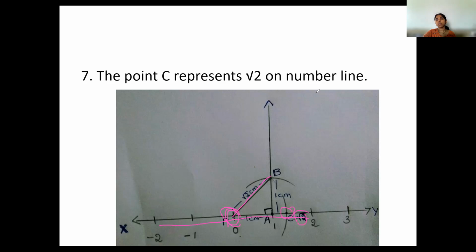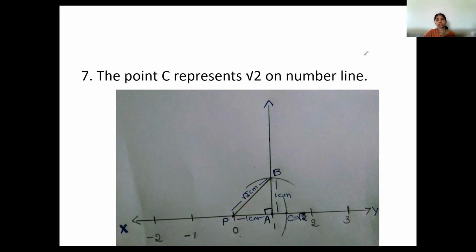Now, what is the value of root 2? Root 2 is approximately, when you learn how to find the square root of a number in grade 8 using the long division method, it will come as 1.414. So obviously it is greater than 1, right? Yes. So we have represented root 2 on the number line. This is how we represent root 2 on the number line.